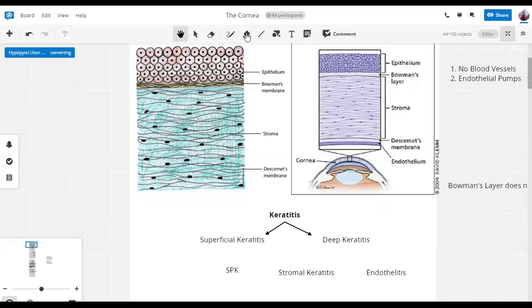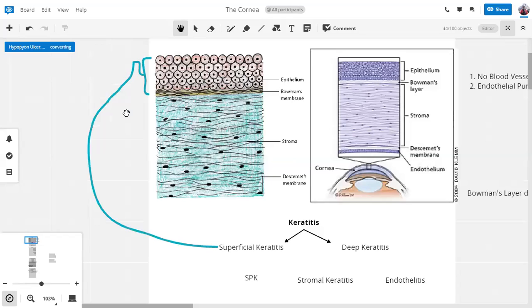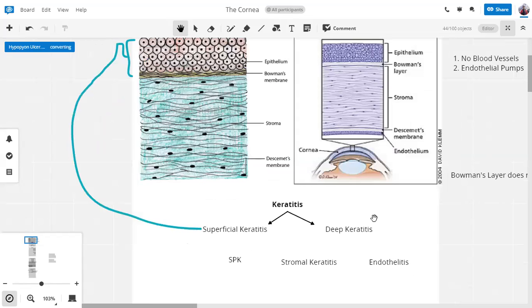Okay? Keep this in mind. A superficial keratitis is only affecting the epithelium and/or the Bowman's membrane. यानी कि इन दोनों को अगर involve कर रहा है, it's a superficial keratitis. Comparatively, deep keratitis also involves the stroma, the Descemet's membrane and the endothelium.